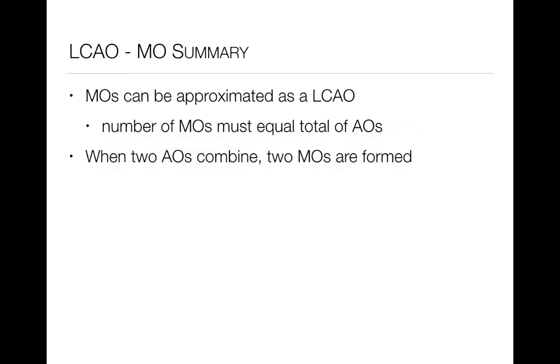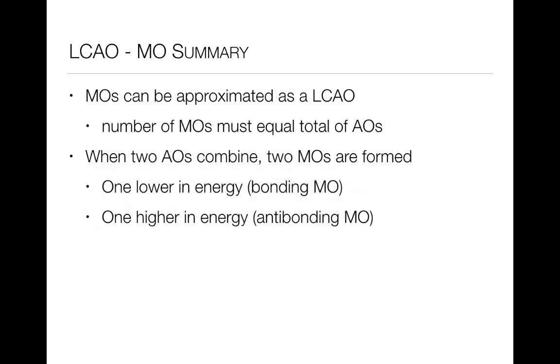Now as I just mentioned, when 2 atomic orbitals combine, we do get those 2 molecular orbitals, and there are going to be differences in energy. One of them is additive, which is our bonding molecular orbital, so it's going to be lower in energy than the 2 atomic orbitals, and one of those molecular orbitals is going to be higher in energy, and that's our anti-bonding molecular orbital, higher than the 2 individual atomic orbitals.